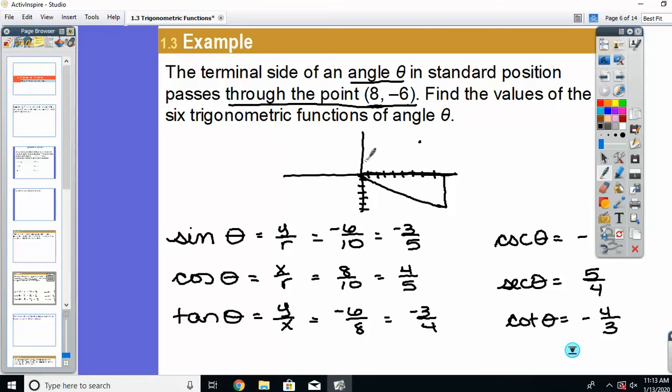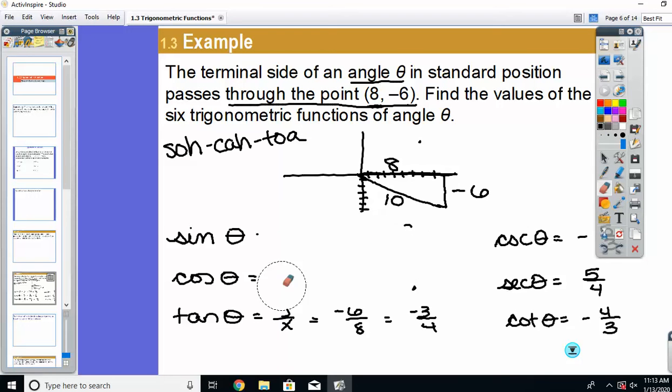8. This one would be negative 6 because you went down. Do the Pythagorean theorem again to get your 10. And then we talked about SOHCAHTOA as a trick. Sine is opposite over hypotenuse. So from your angle, the opposite side is negative 6. The hypotenuse is across from the right angle, that's 10.